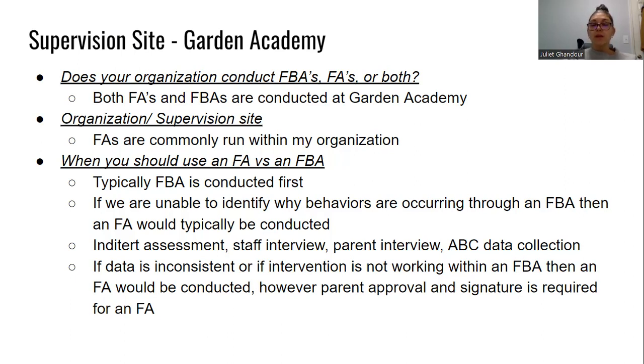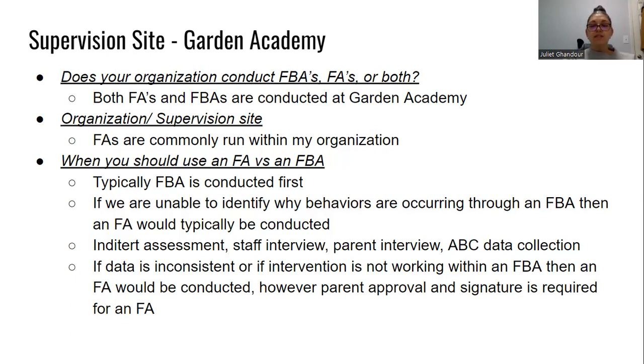So parent interviews, teacher interviews, naturalistic data collection in the child's natural environment. Then interventions can be created based off of that information. If after an FBA is conducted, we're still unable to identify why behaviors are occurring, then an FA would typically then be conducted.